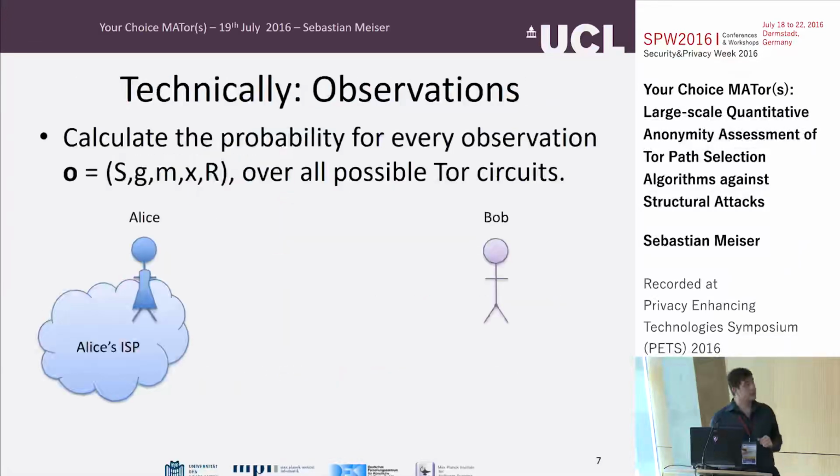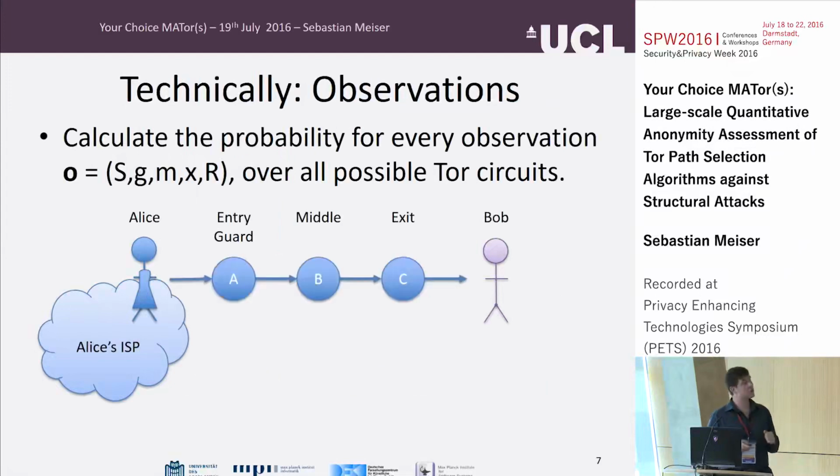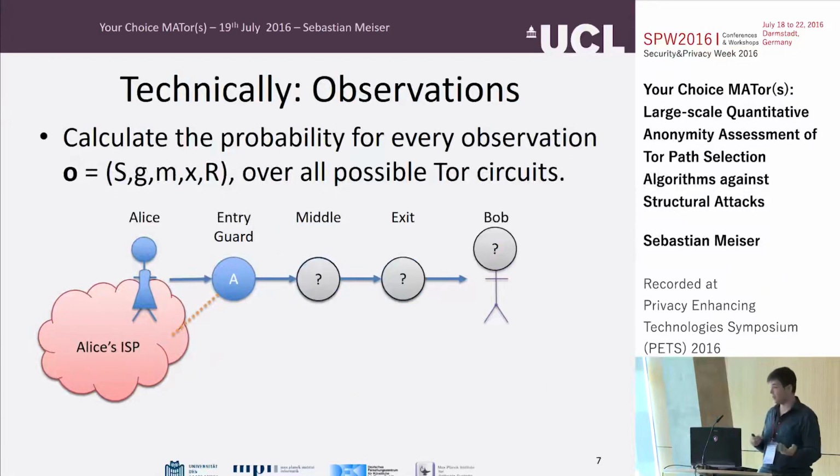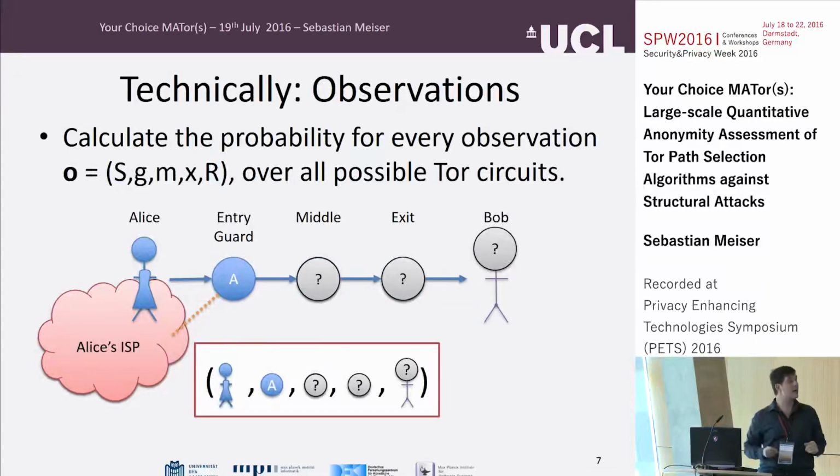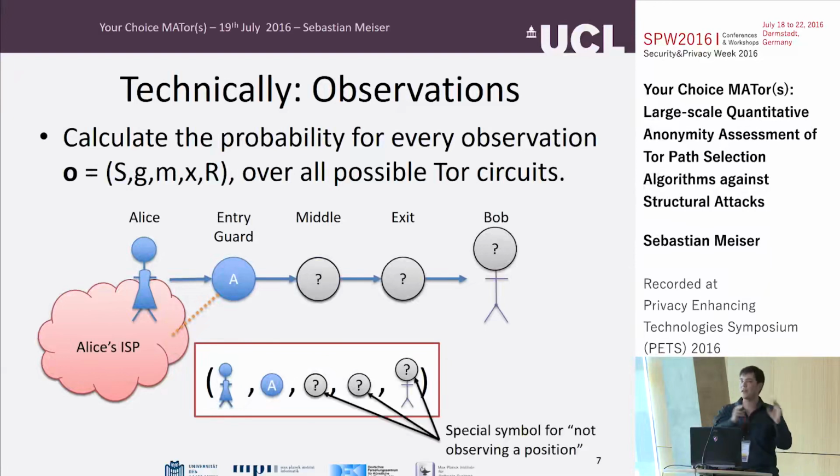Well, this is Alice. Alice wants to talk to Bob. She chooses some guards. And let's just assume that Alice's internet service provider is malicious. So it can for sure see Alice, of course, and the guard. So from the perspective of Alice's internet service provider, even without doing any packet inspection or anything, that's definitely something it can see, right? So our observation would say, well, okay, there's Alice, there's this specific guard node, and some stuff I can't see. We have some special symbols for things I can't see.